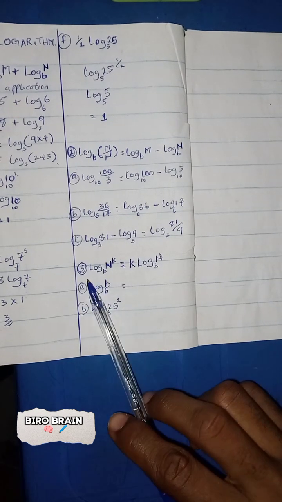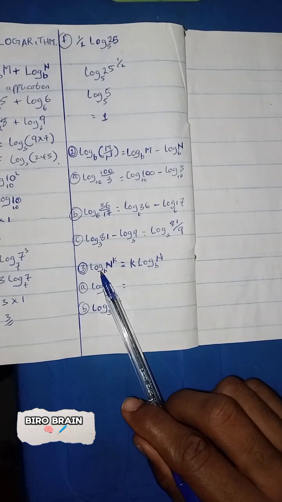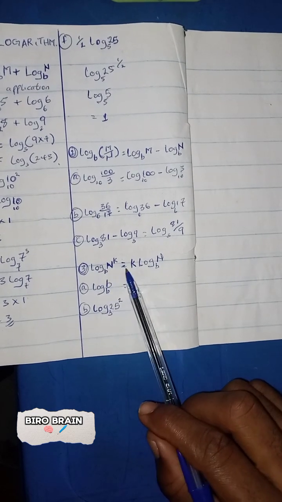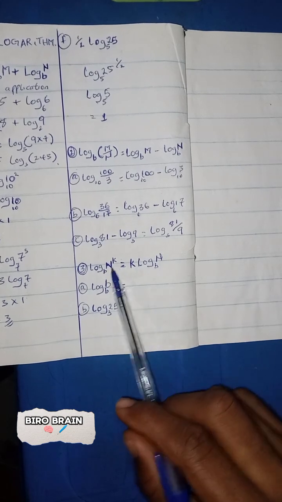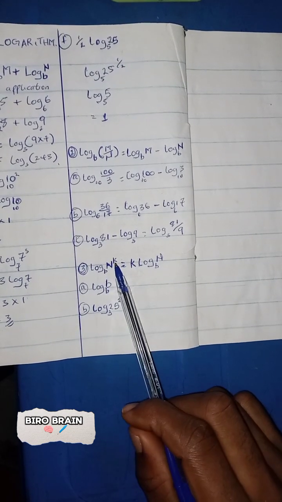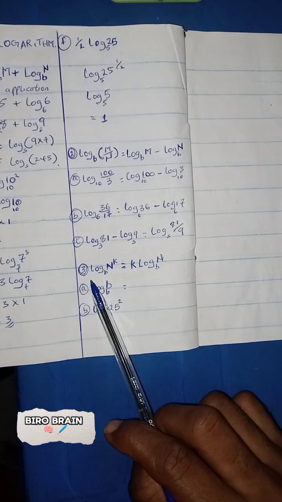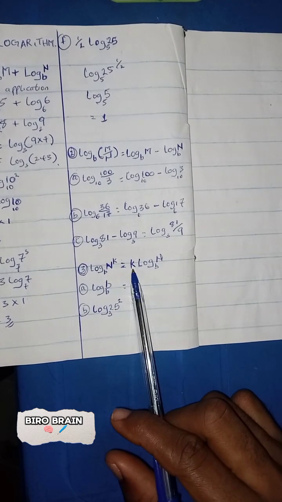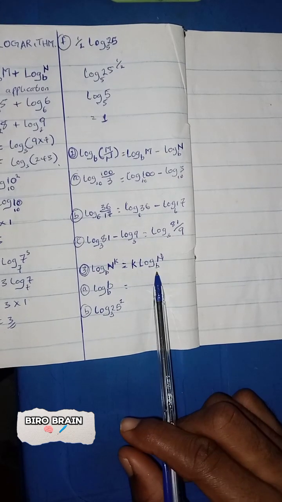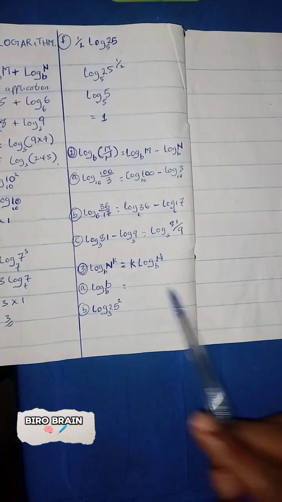Alright, let's take the third one. Now we're having log n raised to k, base b, is equal to k. Now recall I told you that when you're having a power, the power will go to the front. So this is k log n base b. Okay, let's take some examples on this application.